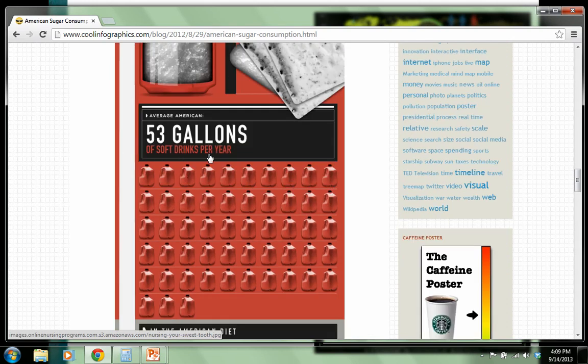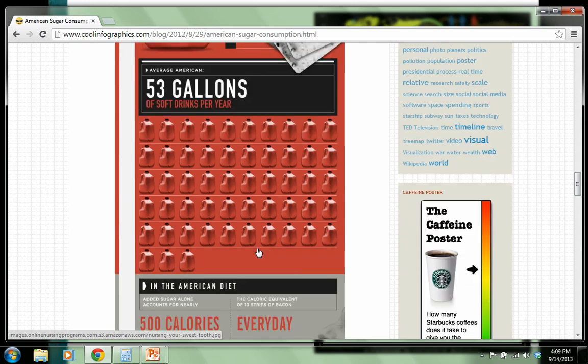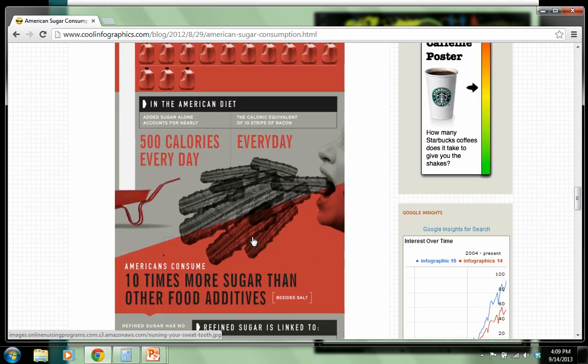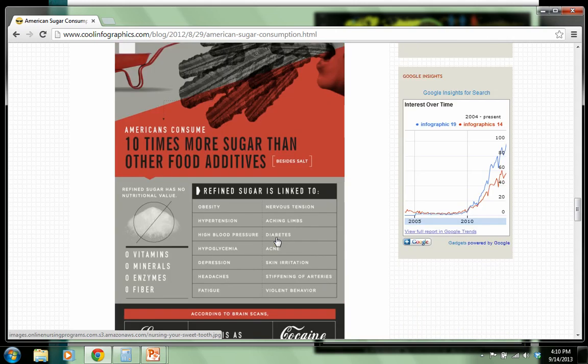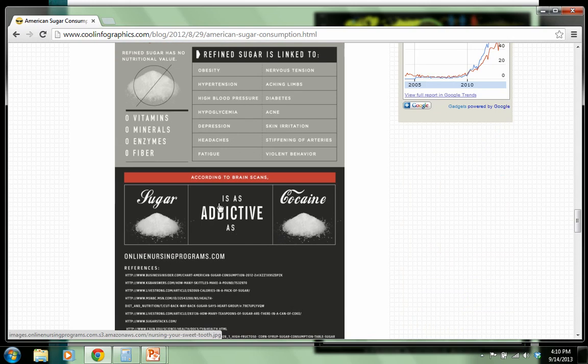53 gallons of soft drinks per year is what the average American is drinking, and we're showing gallons essentially of milk. This, I didn't even understand at first. I didn't understand what was coming out of the person's mouth. In the American diet, 500 calories every day comes from added sugar alone. That's the caloric equivalent of 10 strips of bacon. So I guess these are strips of bacon. This is kind of neat at the end. It's just showing that sugar, it says, is as addictive as cocaine, and it's showing the same graphic because they look so similar. I'd have to look up more information to see if that's really a fair comparison. But you get my point.